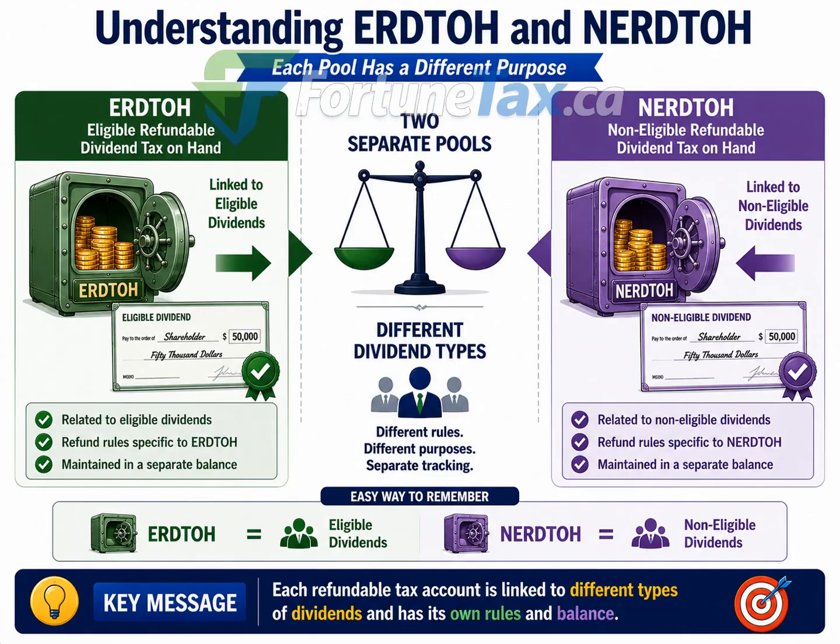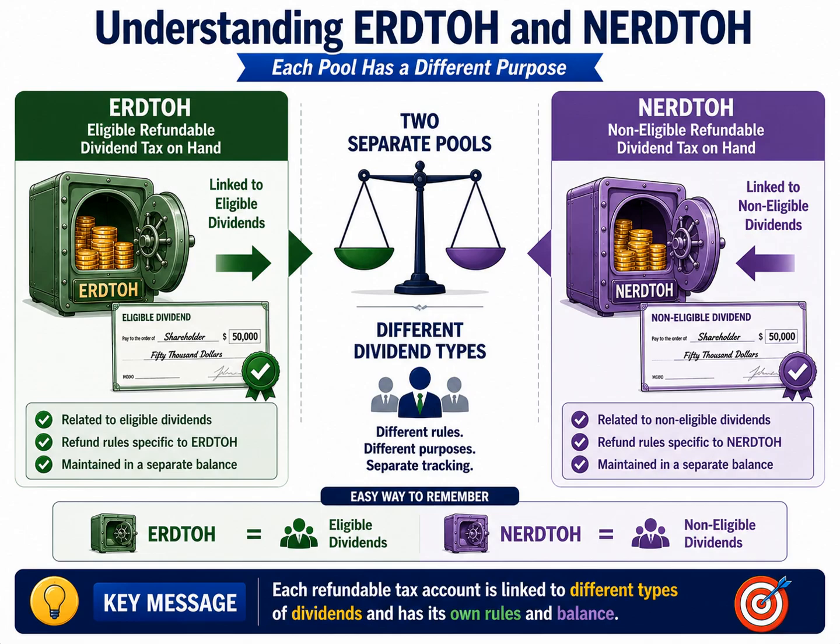Now that we've seen that the original RDTOH account has been divided into two separate pools, the next question is, what is the difference between ERDTOH and NERDTOH? The easiest way to understand these accounts is to remember that each one is connected to a different type of dividend. The first account is called Eligible Refundable Dividend Tax on Hand, or ERDTOH. As the name suggests, this account is associated with eligible dividends. When a corporation has a balance in its ERDTOH account, that balance is generally intended to be recovered through the payment of eligible dividends, subject to the applicable tax rules.